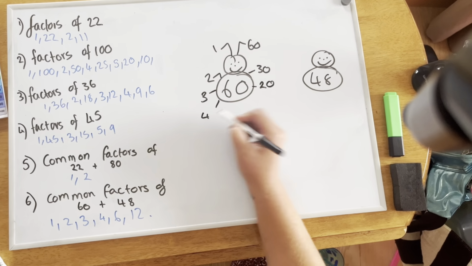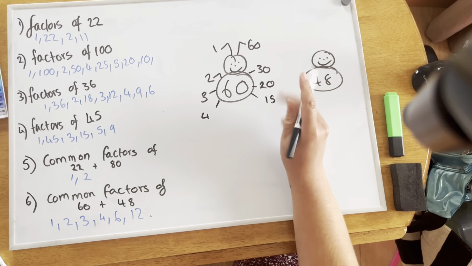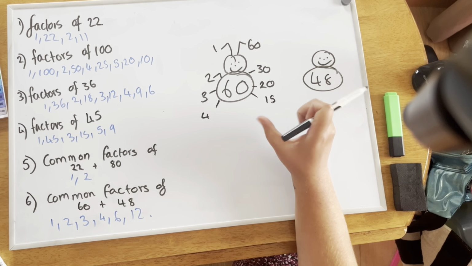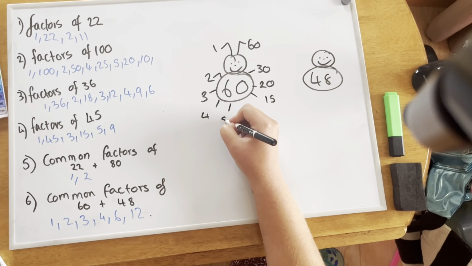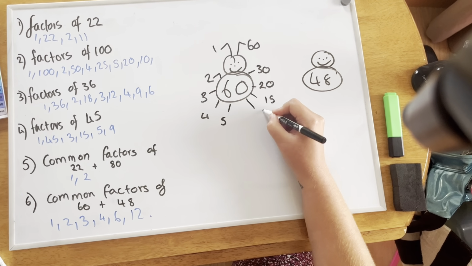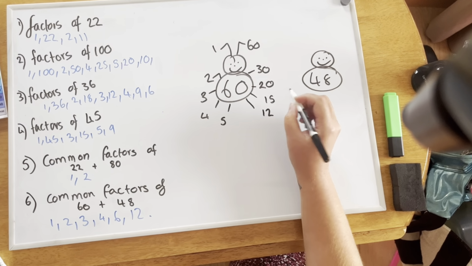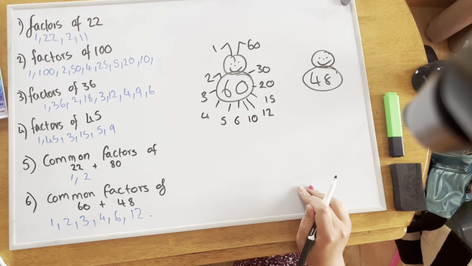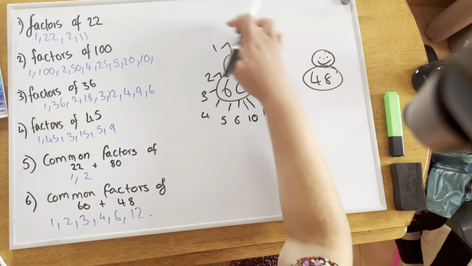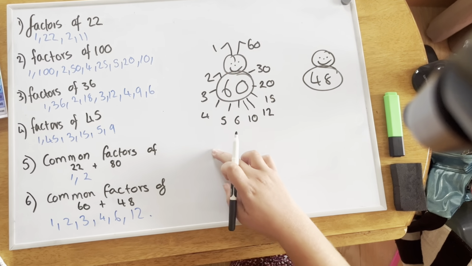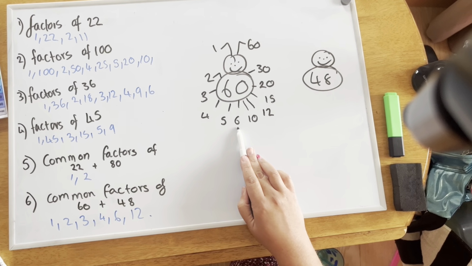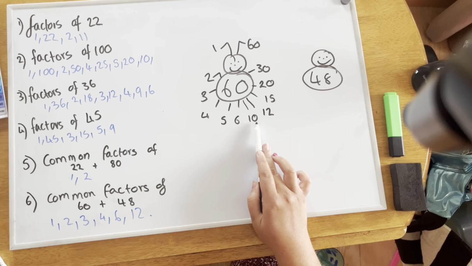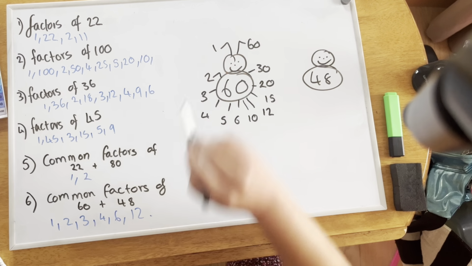We can do 4 times 15 makes 60. We can also do 5 times 12 makes 60. And then we can do 6 times 10 makes 60. So they're all of our factors for 60. We know that we found them all because the next one after 6, 7 doesn't go in, 8 doesn't go in, 9 doesn't go in. The next one is 10, and we've already got 10 there, so we know we found them all.